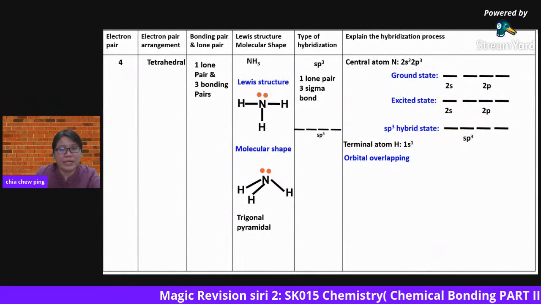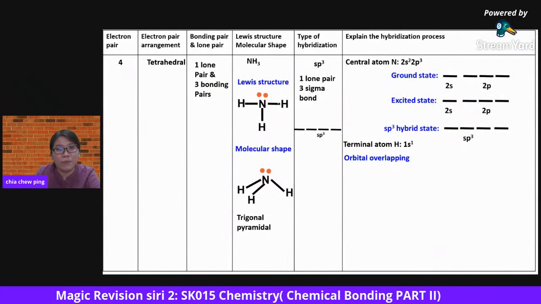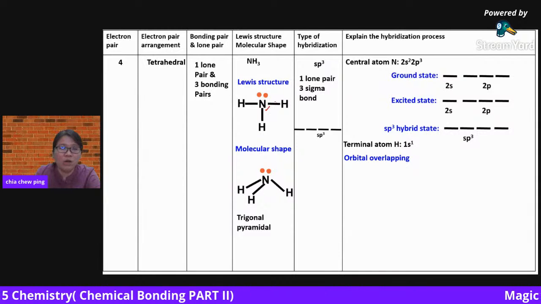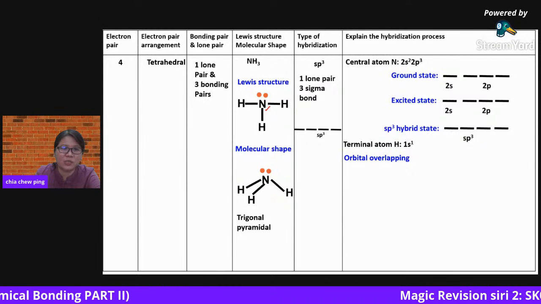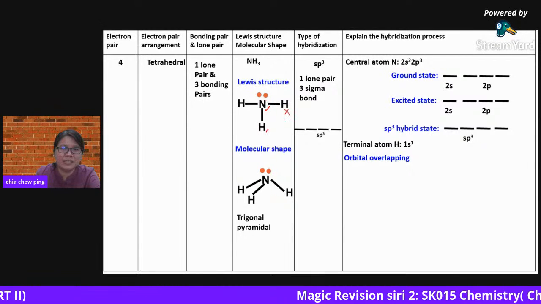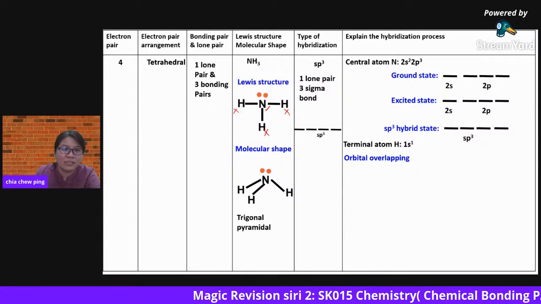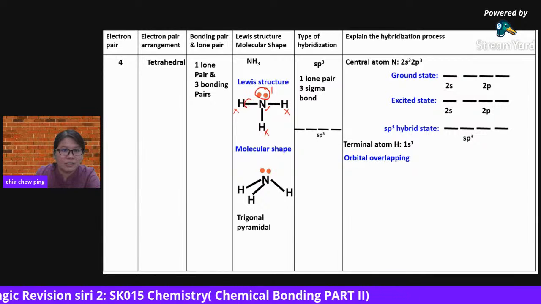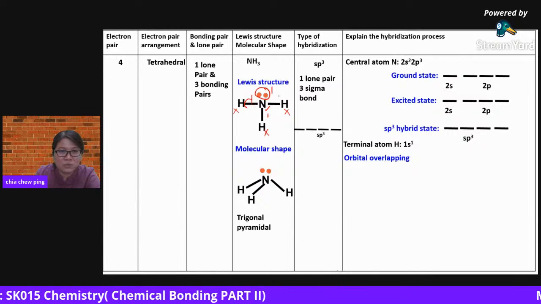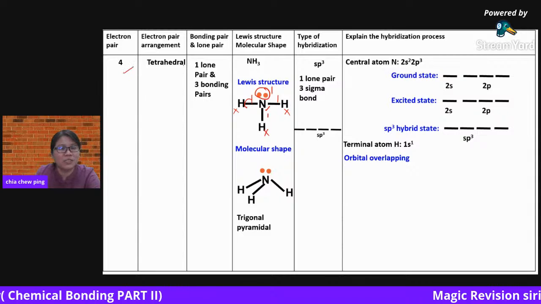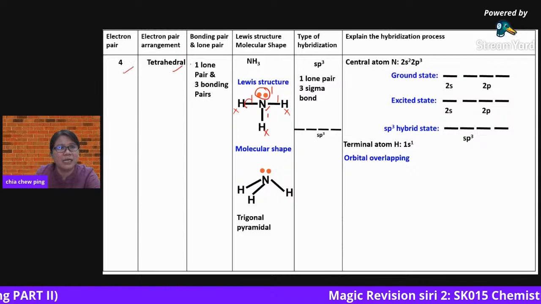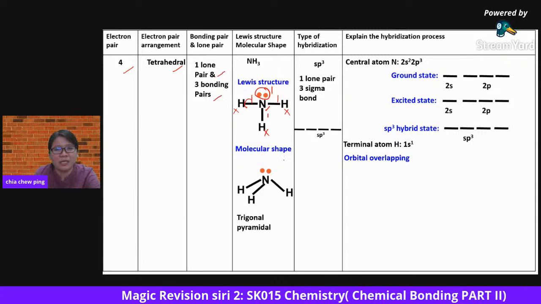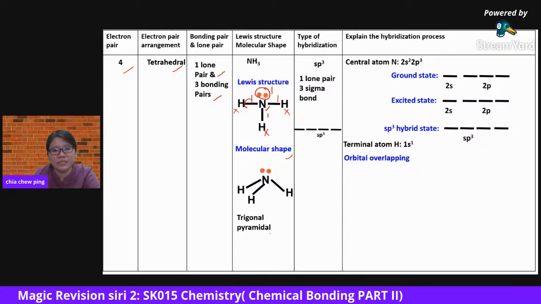So for 4 electron pairs we are using the example which is ammonia. So ammonia has one central atom and all single bonds. So that means the central atom will hybridize and the terminal atom need not hybridize. Okay, so we count how many electron pairs. Lone pair is 1. Single bond 1, 1. So total is 4. 4 electron pairs, the arrangement is tetrahedral. So 1 lone pair, and 3 bonding pairs. So molecular shape is trigonal pyramidal.